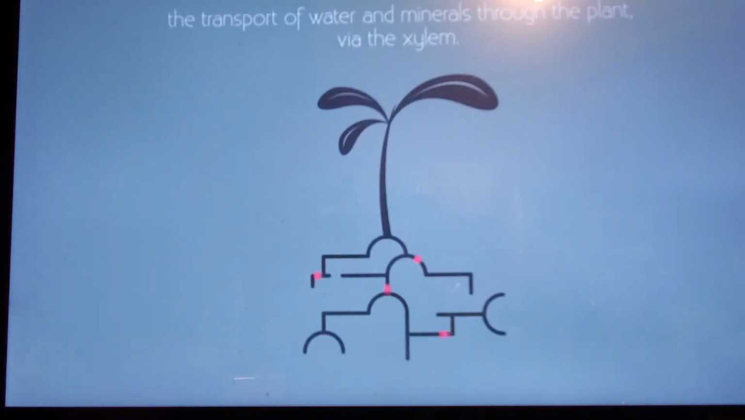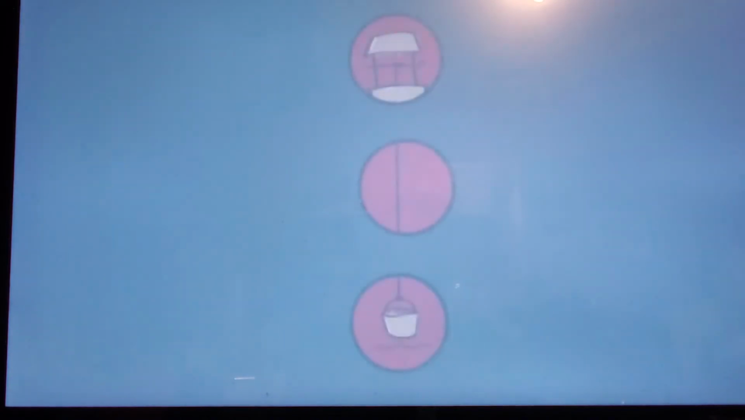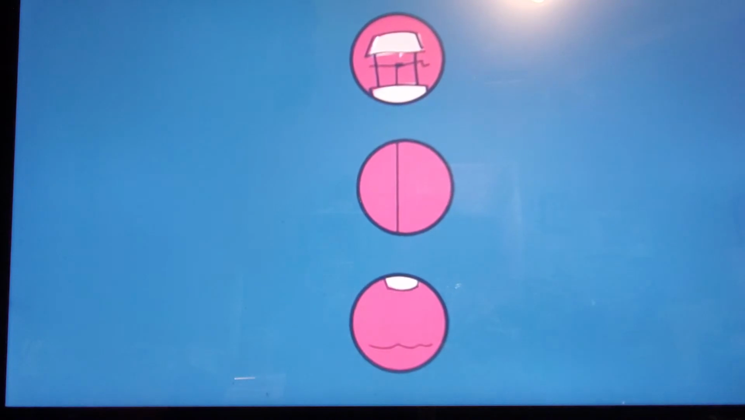So in these 3 videos, we have learned all about the transport of water and minerals through the plant via the xylem. The transpiration of water in the leaf creates a transpiration pool, which almost physically pulls the water up through the plant. Just picture pulling water up from a well, and that is what is happening.